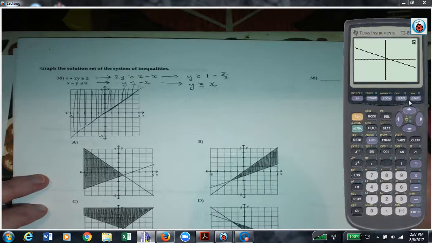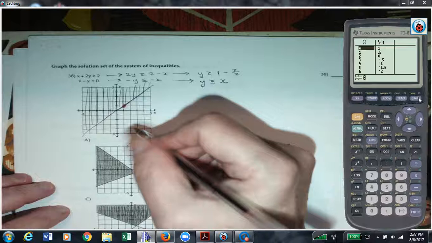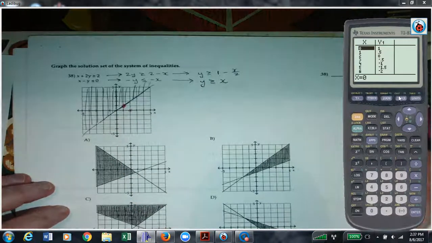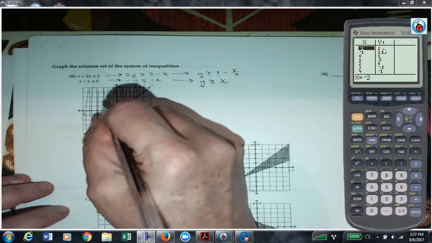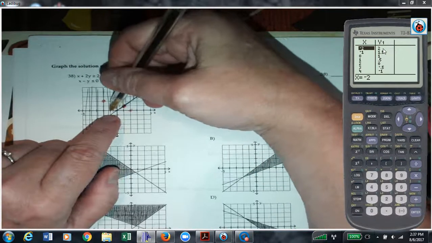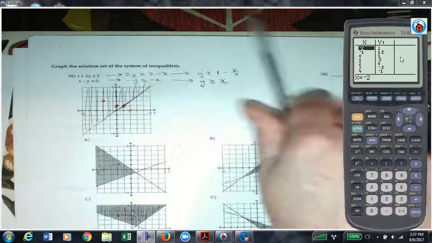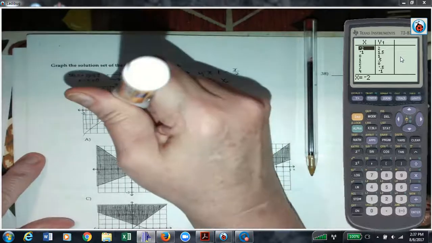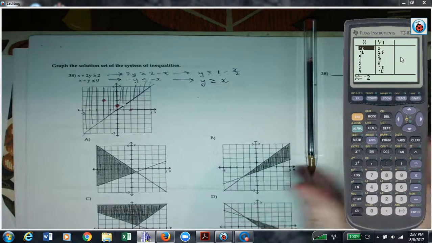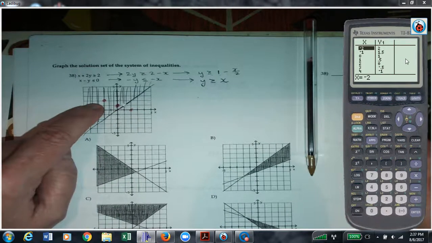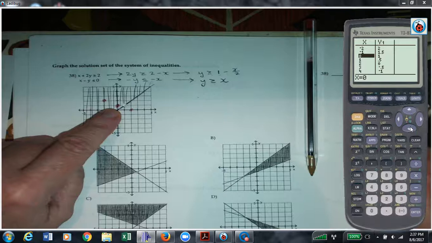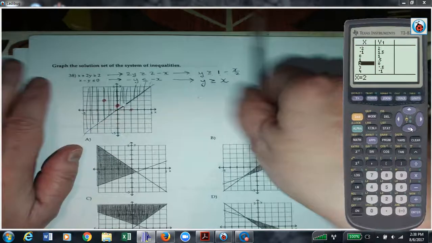And if I want to get some points, do second graph. I know that 0, 1 is on there. I know that 2, 0 is on there. And if I just scroll up, I know -2, positive 2 is on there. -2, 2, then 0, 1, and then 2, 0. All right, let's try that again. So I've got highlighted -2, 2, then 0, 1, and then 2, 0.